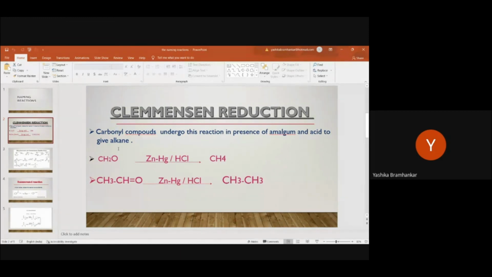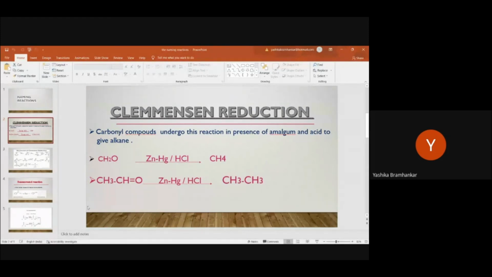Here, zinc in the presence of mercury and acid is used. This is also called amalgam. The carbonyl compounds mean any compound which has a C double bond O group. Here I purposely did not write the name of this compound because I want you people to answer me. Can anyone tell me the name of this compound?